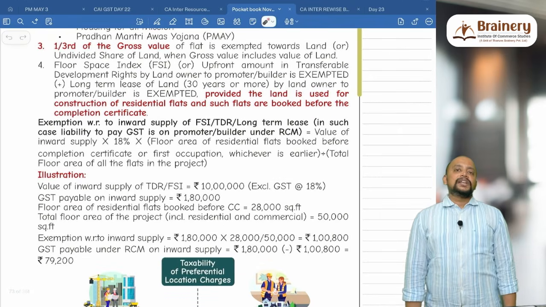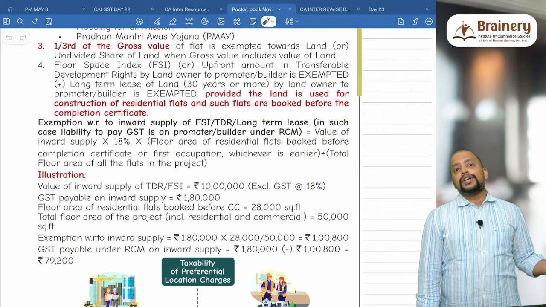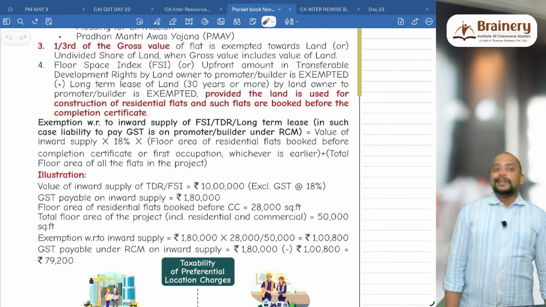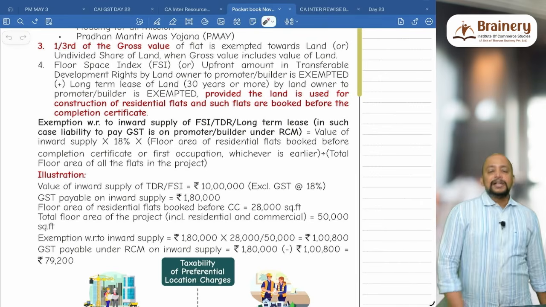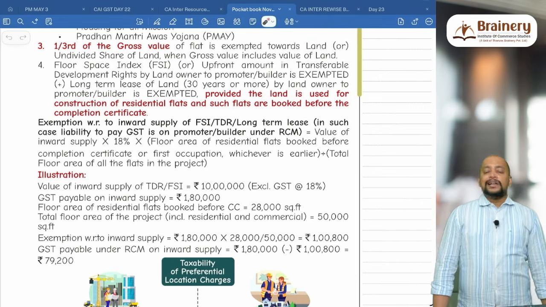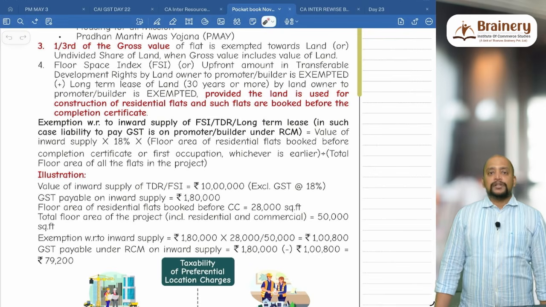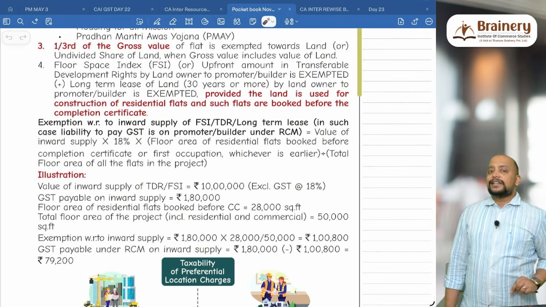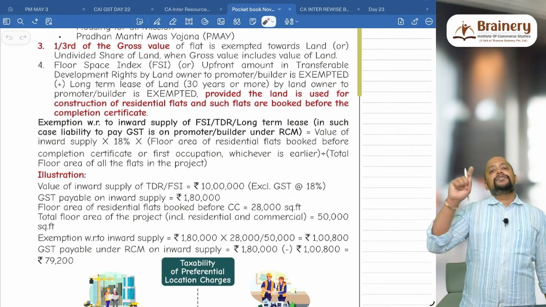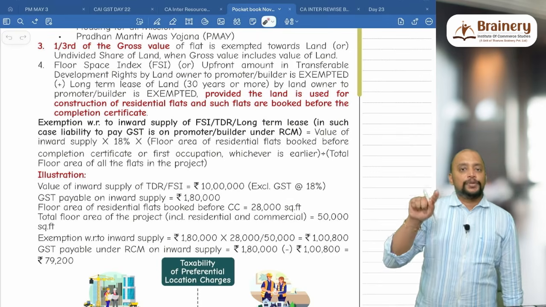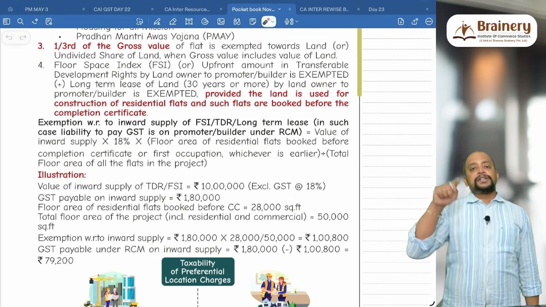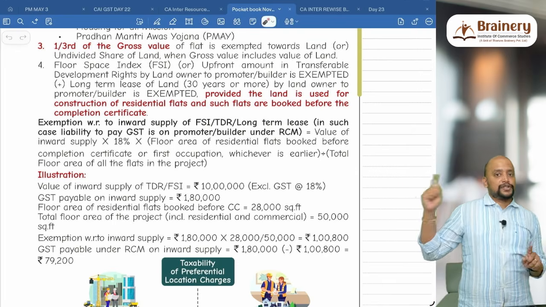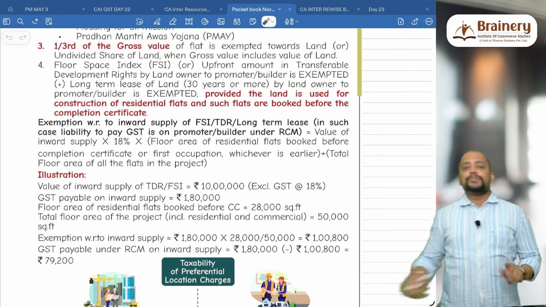In case of TDR, FSI and long-term lease, proportionate to the residential units booked before completion certificate or first occupation, to that extent it is exempted. So the landowner is giving TDR, FSI or upfront amount towards long-term lease, for which the builder is paying the money. So proportionately there is an exemption. What is it proportionate to? Value of inward supply of TDR, FSI and upfront amount of lease, into 18%, into carpet area of the residential units booked before completion certificate or first occupation, whichever is earlier, divided by total carpet area.